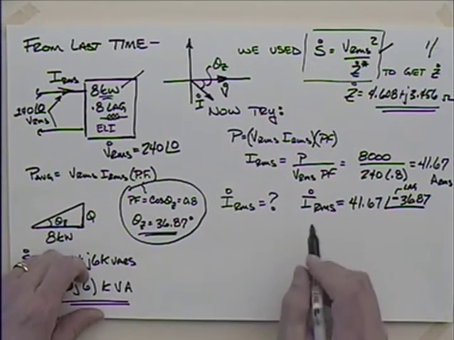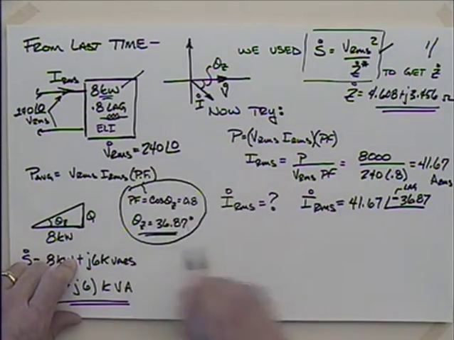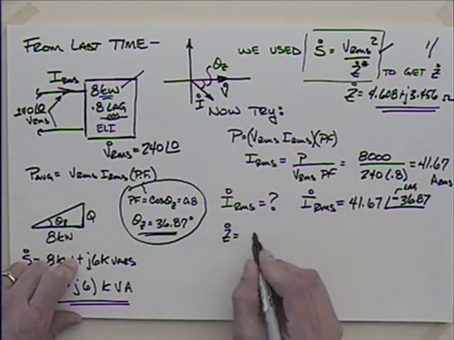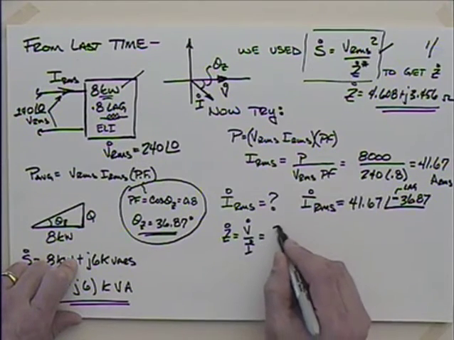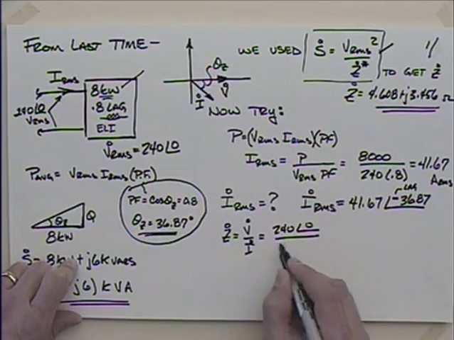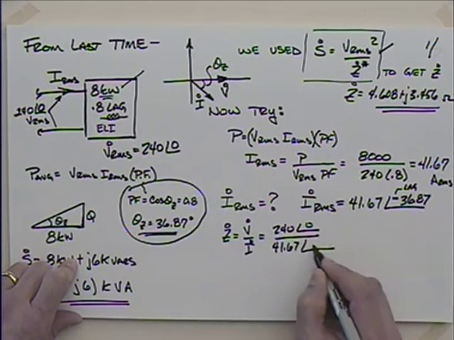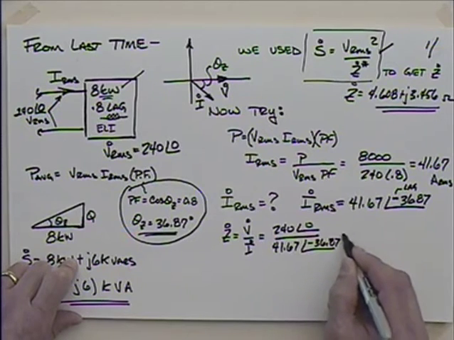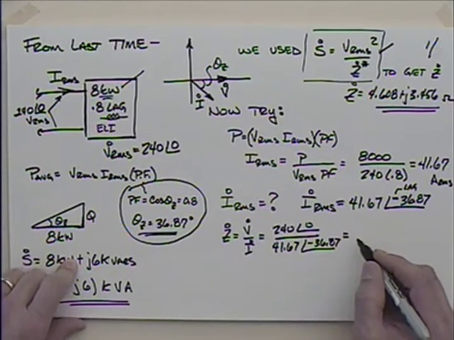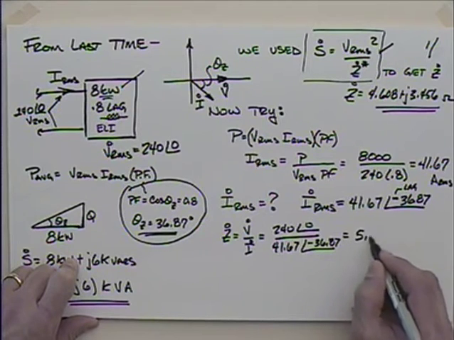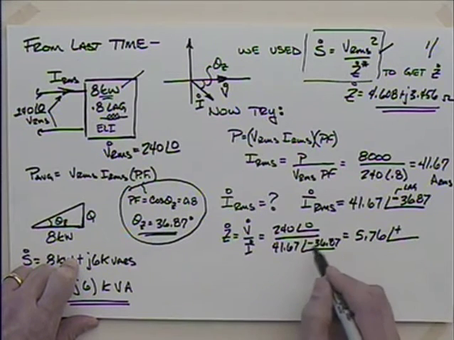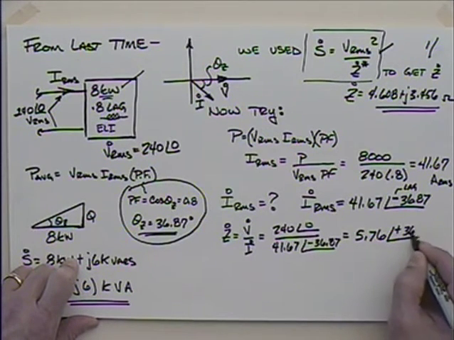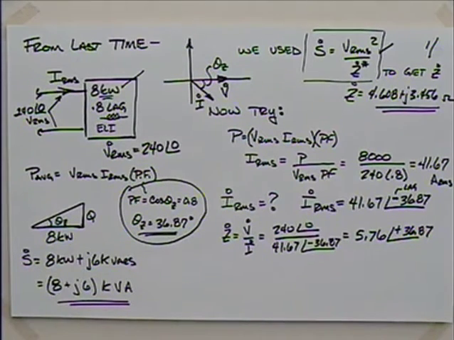So now that I have the current, and for that matter I have the voltage, I could say that the impedance Z is going to be equal to the voltage divided by the current. We've done this many times. So I take 240 at zero and I divide by this 41.67 at minus 36.87, and what do I come up with? I think I got 5.76 at an angle of positive, because I'm going to have zero minus a minus, so it'll be positive 36.87. Now we expect that angle to be positive, don't we? Because it's inductive.